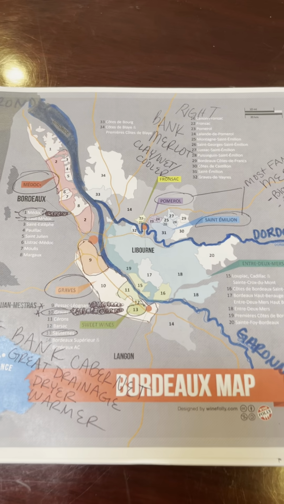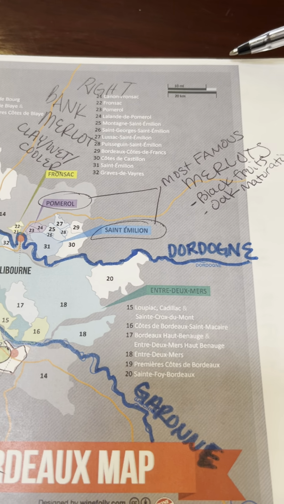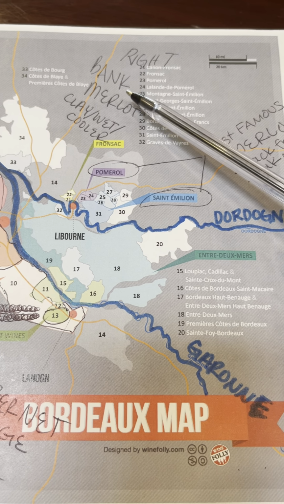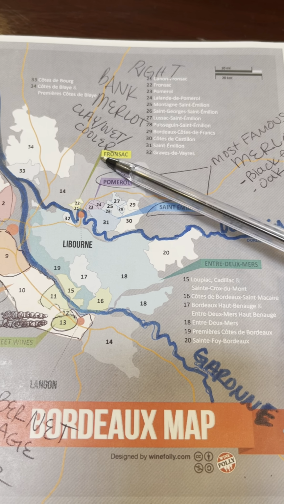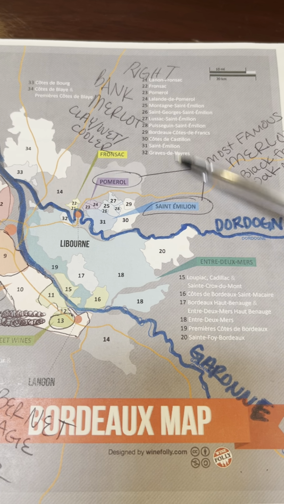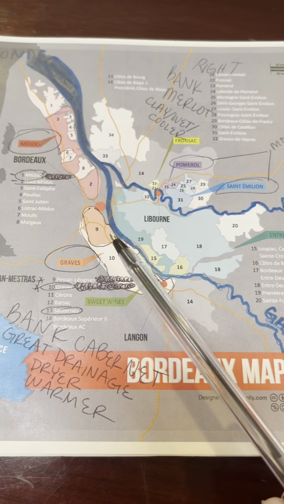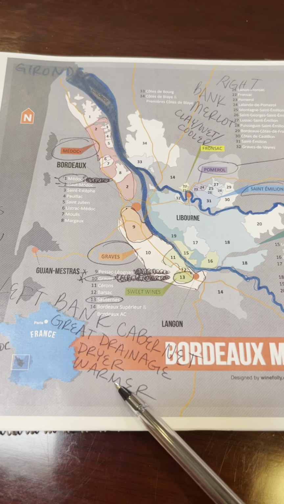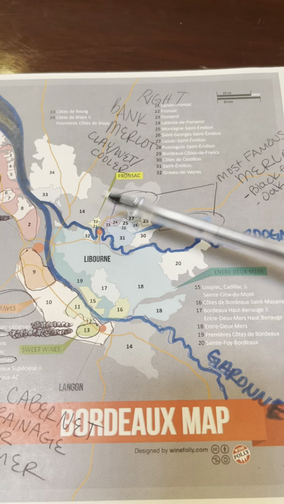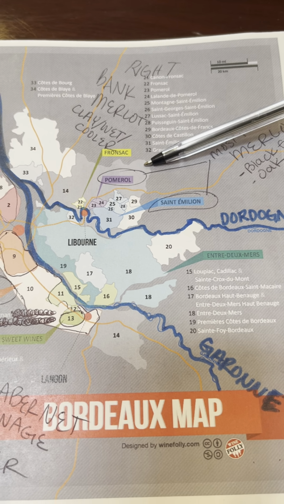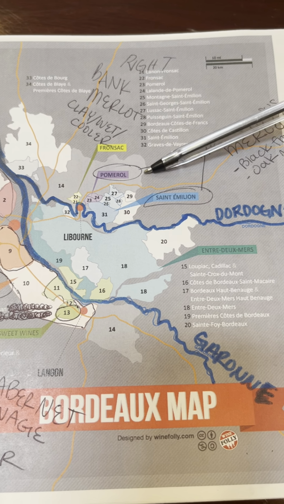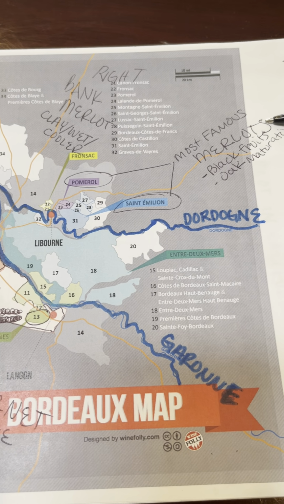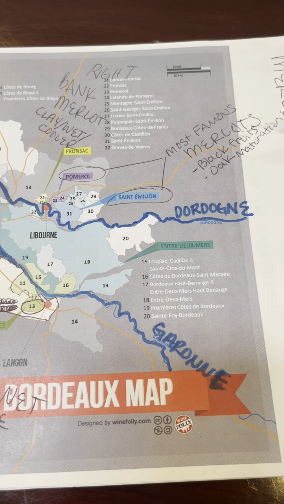The main regions where the most famous Merlots come from are on the right bank. The right bank has a clay, wetter, and cooler climate than the left bank. The left bank has greater drainage, drier and warmer. Then the right bank, specifically Pomerol and Saint-Emilion, have some of the most famous Merlots in the world, and they've got flavors of black fruits, and they're oaking those Merlots.